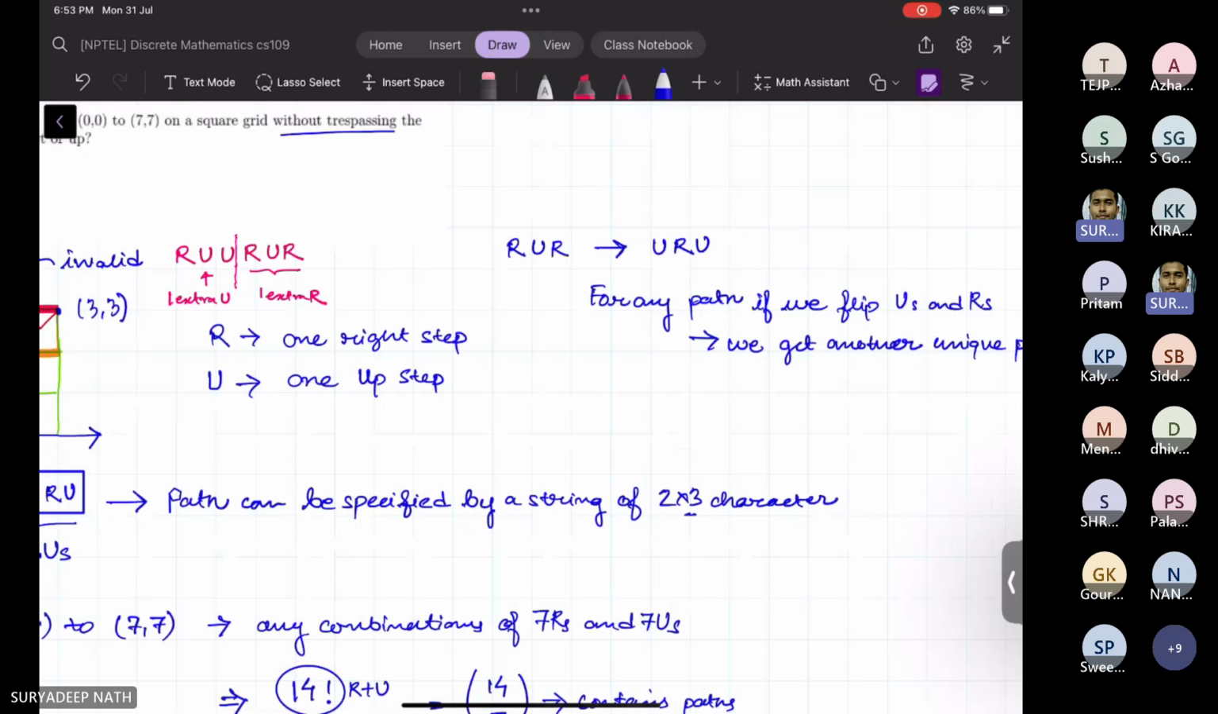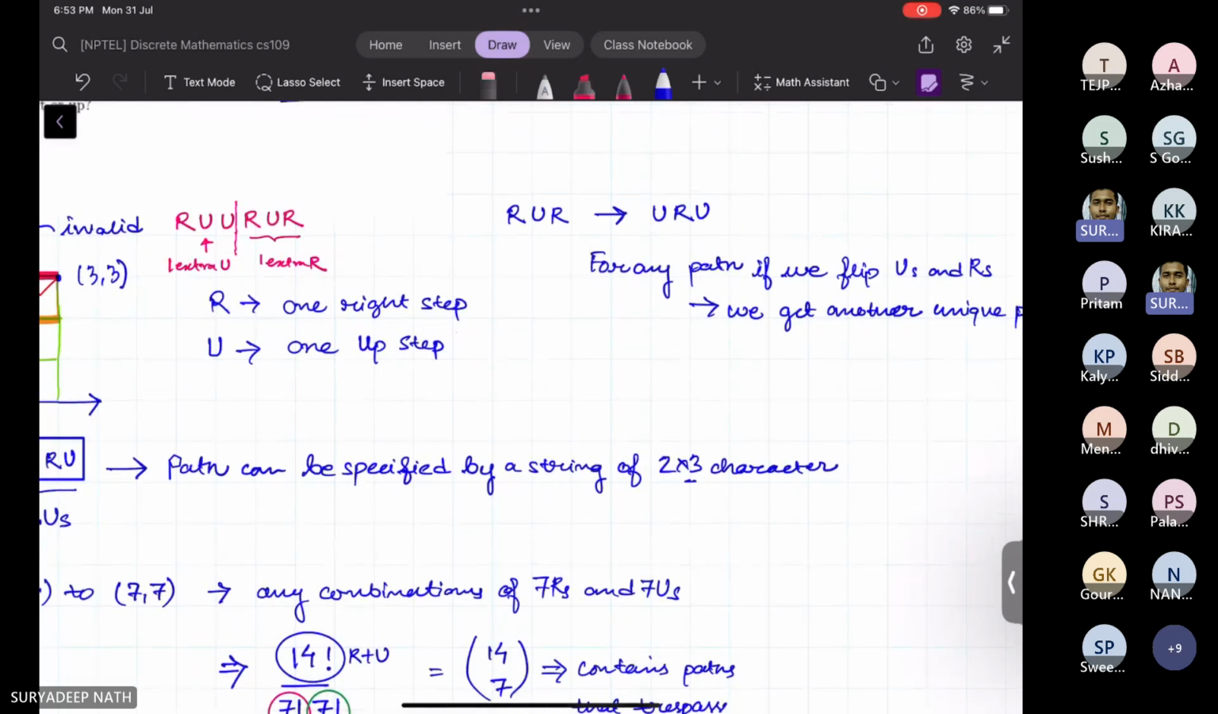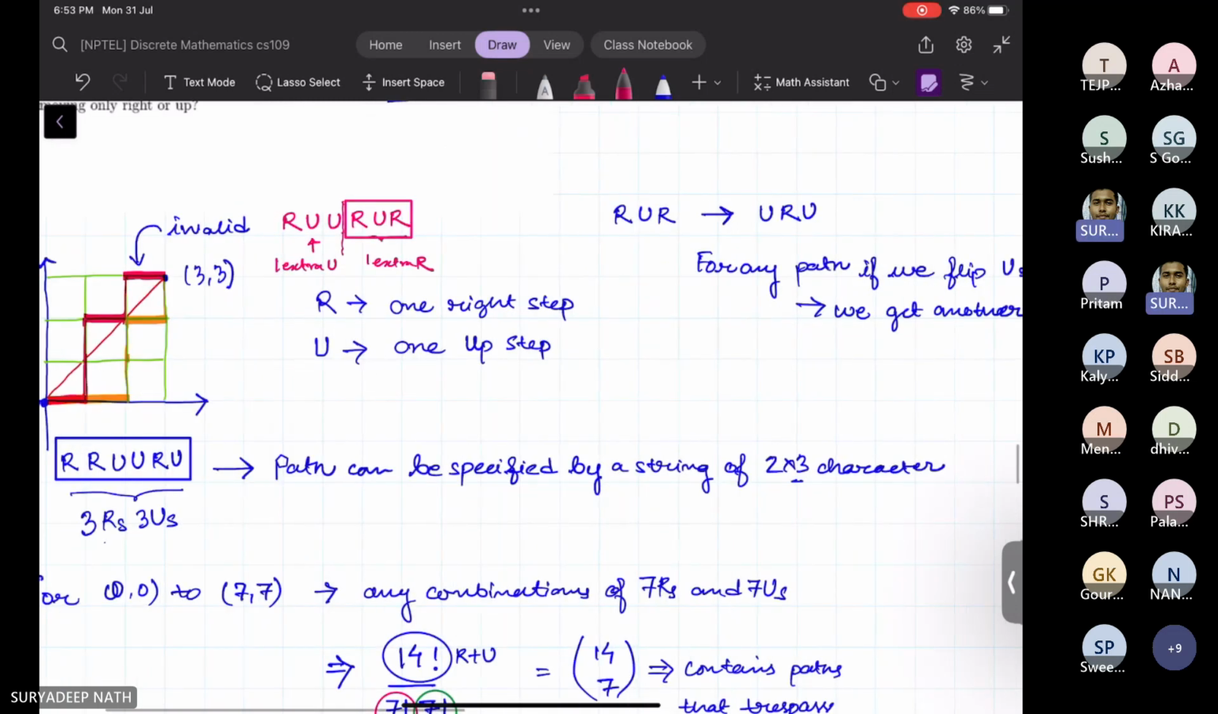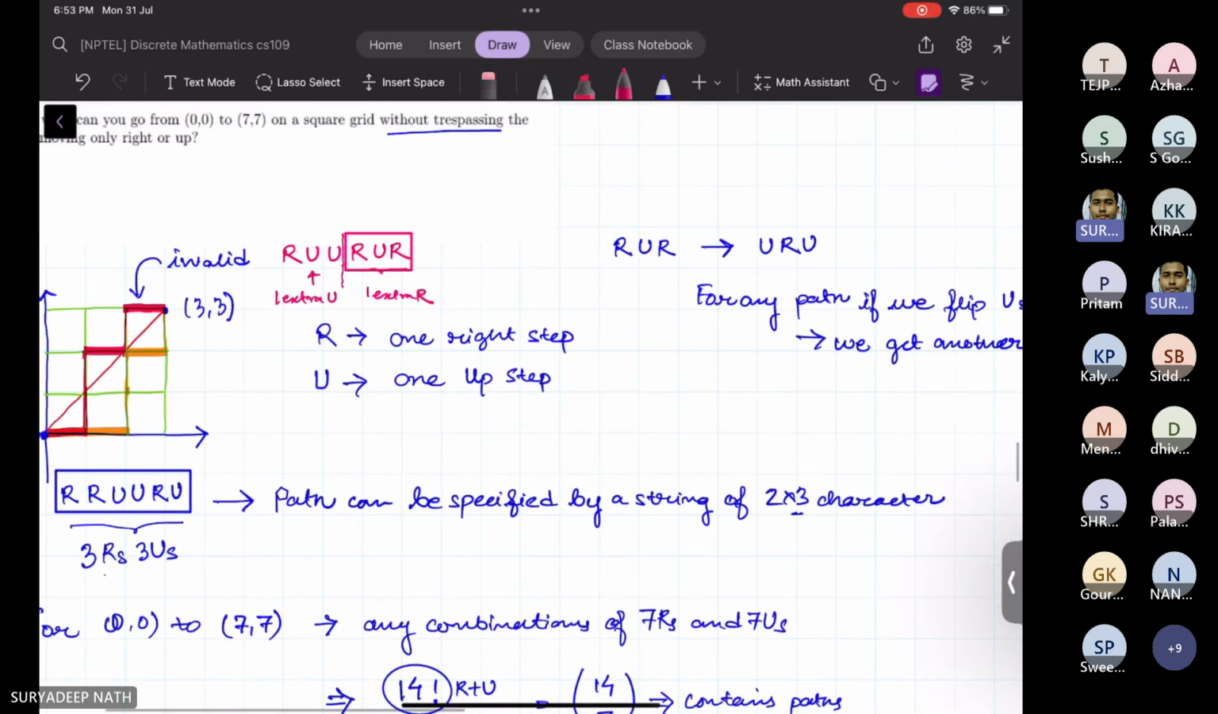Using this property, for the right-hand portion of this invalid portion, that is after the path crosses over the diagonal, we flip this side to U R U, let's say. So we make this flip. Here we have one extra U. This gives us a unique path; it's not that we are counting a different path. Therefore on the left side we have one extra U, and on the right-hand side also we have one extra U. So in total we have two extra U.